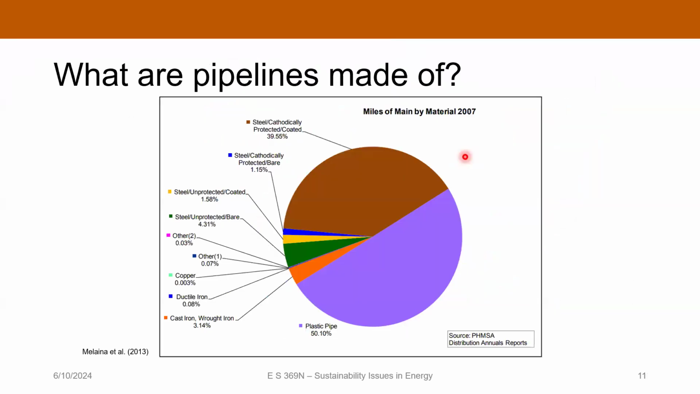So you've got to think about what pipelines are made out of. Here's a nice pie chart showing the types of materials that pipelines are made out of. You can see a little more than half are made out of plastic. And then the other half are mainly some type of steel or iron. There's some high rollers, I guess, using copper pipes. But for most of these, this is going to be some kind of a steel.